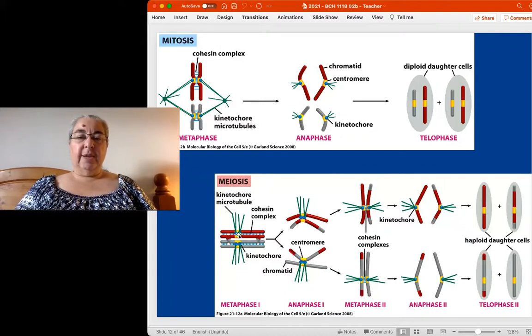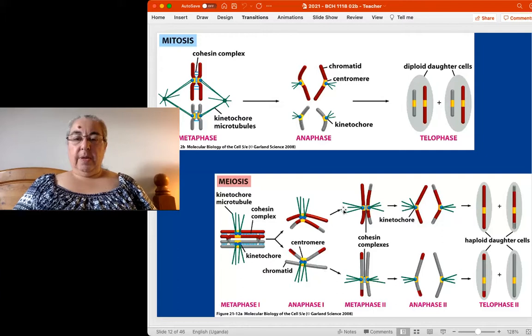Here are the centromeres and the kinetochores and the spindle attachment, but this time we're not pulling apart the two sister chromatids. Instead, we're pulling apart the two sides of the bivalent chromosome here, okay? So we're actually moving two copies of the genetic material in each direction, but with the crossed over pieces. So this is anaphase 1, okay?